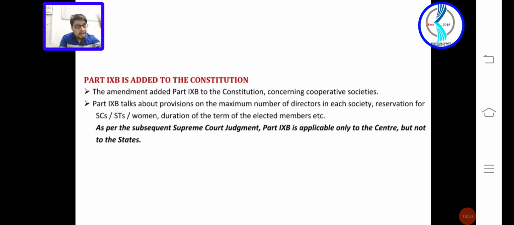Then the center will come and give some framework. But if it is within a state, then the state will decide what type of reservation, what type of things should be organized within the cooperative society. Means if the cooperative society is present within the state, the state will decide. If it is present in two or more states, then the central government will decide. So by using the doctrine of severability, the Supreme Court struck down many provisions.